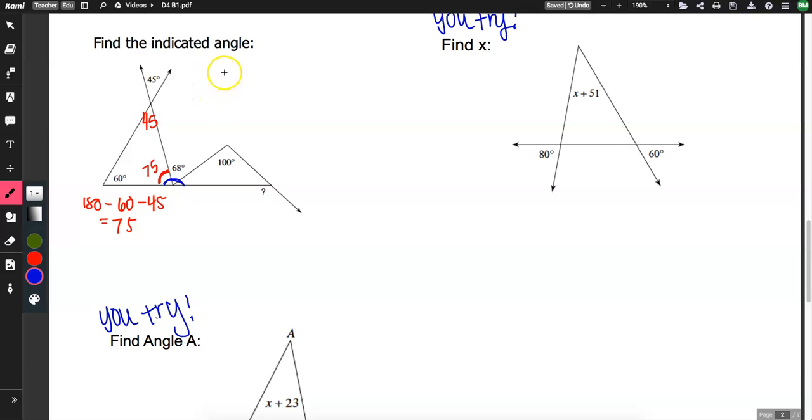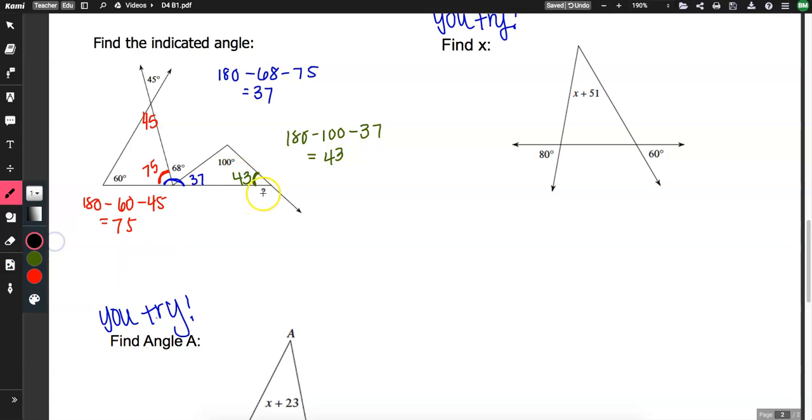I can speed up the solving process by just subtracting right away. Minus 68, minus 75. And that gives me 37 for this little one. Again, I have a triangle measure, 180 minus the other two. That gives me 43.